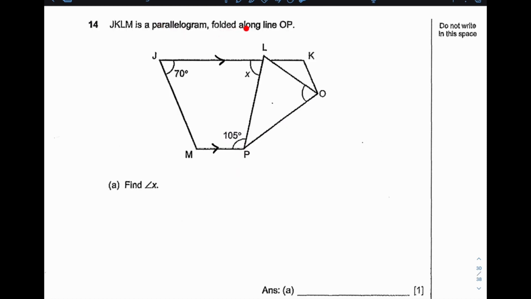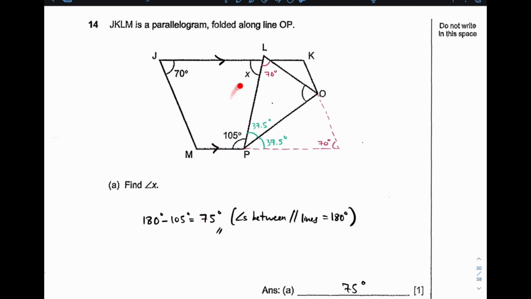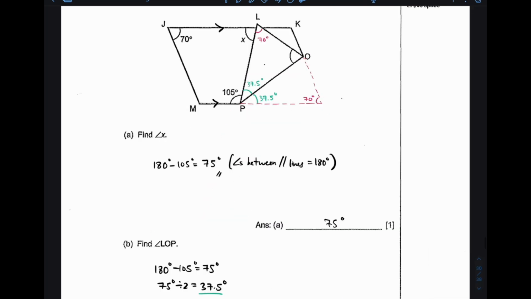JKLM is a parallelogram folded along this line OP. Find angle X. Because these two lines are parallel, these two angles must add up to 180. So I can first do this: 180 minus 105 gives me 75. Angle X is found. Next, we shall find angle LOP. Because this is 105, we can take 180 minus this. That will be 75. And since this is folded, these two angles are actually the same. So this 75, if we halve it, we will find there is 37.5 for each of these two angles.